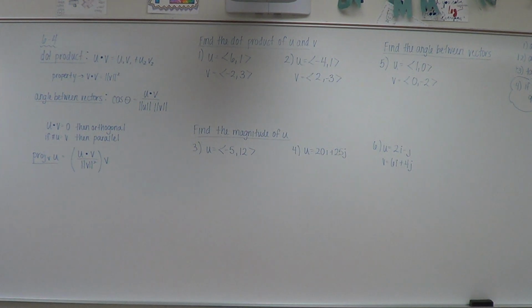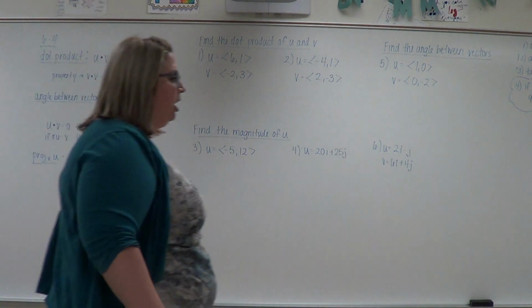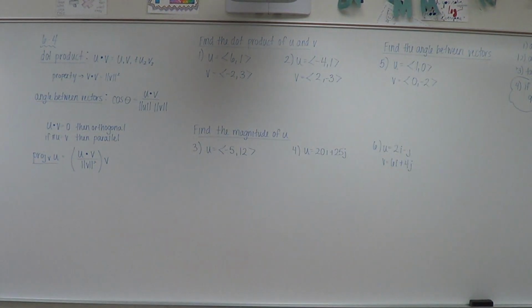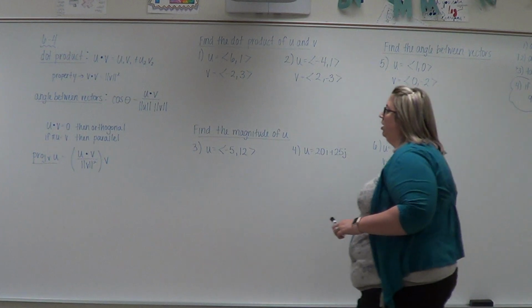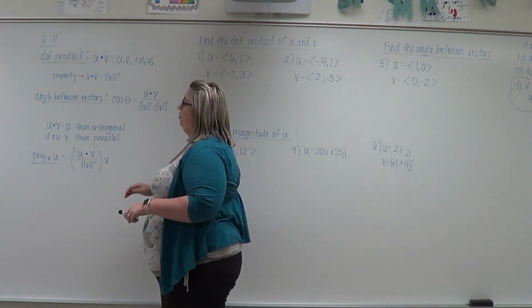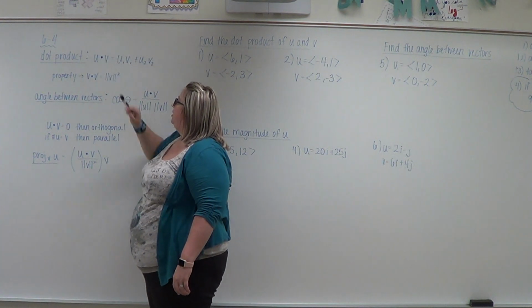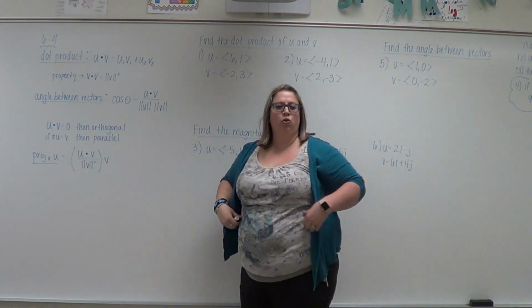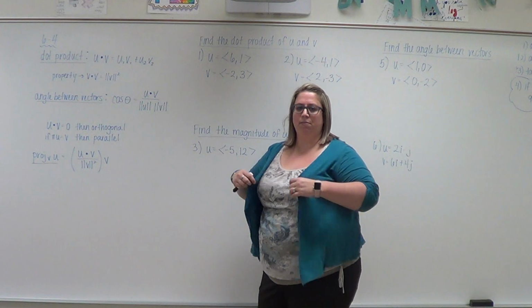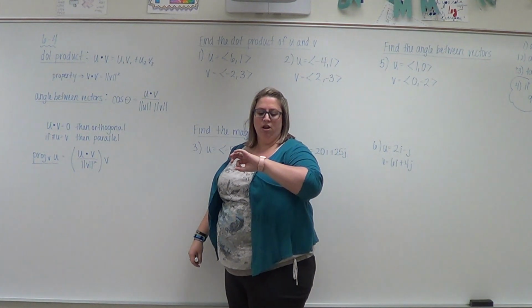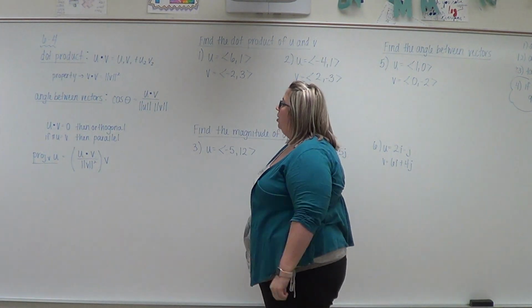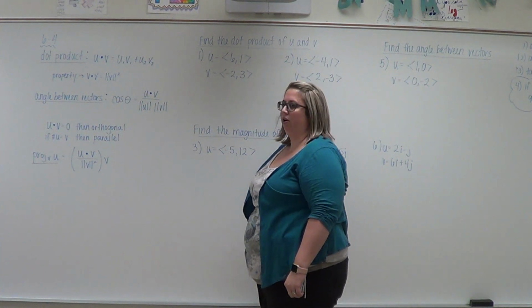Okay, so section 4 is all about dot products. When you're talking dot products, these are basically all the formulas or properties that you need to know. When you see the dot product, it's actually a bold circle. It's not the times symbol, okay? It's bigger, fully closed in, and kind of looks like a times symbol, but it is bigger.